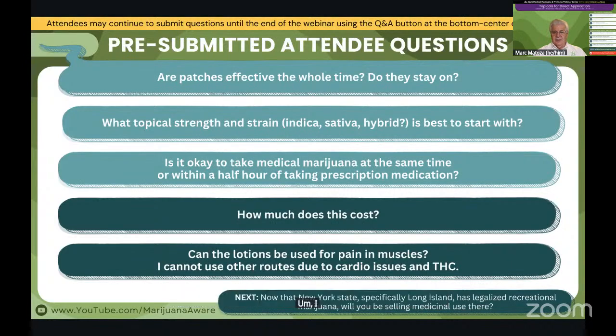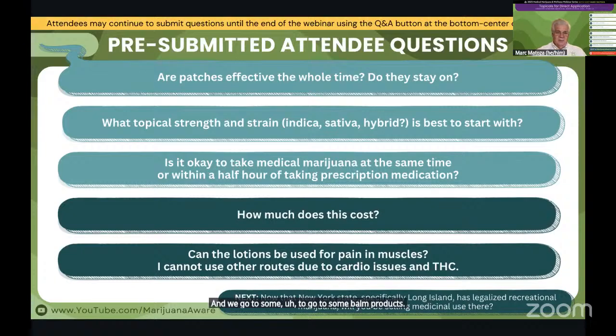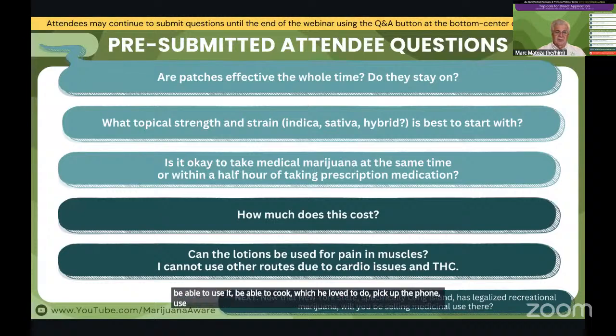My godmother had a very bad problem with arthritis in her hand. She couldn't even open up her hands, and we got her some balm products. And within 3 weeks, she was able to actually open up her hands, be able to cook, which she loved to do, pick up the phone, use the remote control, and things like that.